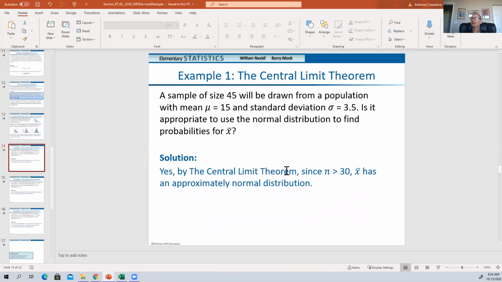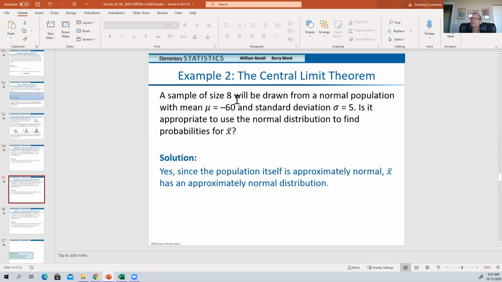So let's take a look at a couple of these. Can you use the central limit theorem in this application? Sample size of 45. Boom, the answer is yes right away because it's greater than 30. And so here we have the mean and the standard deviation. You'd be able to find the mean as 15 and the standard deviation would be 3.5 divided by the square root of 45.